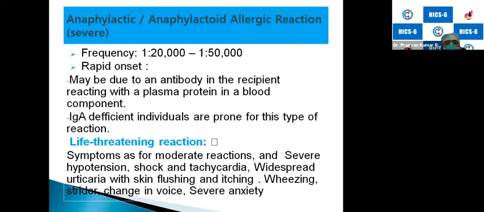Severe one is called anaphylactic reaction. Frequency is 1 in 20,000 to 50,000. It is very rapid in onset. May be due to an antibody in the recipient reacting with plasma protein and blood component. IgA deficient individuals are prone to this type of reaction. If we could check IgA for everybody who's getting blood, it would have solved it, but it's practically difficult. It causes a lot of life-threatening reactions in terms of hypotension, shock, tachycardia, widespread urticaria, skin flushing, itching, wheezing, stridor, change in voice.